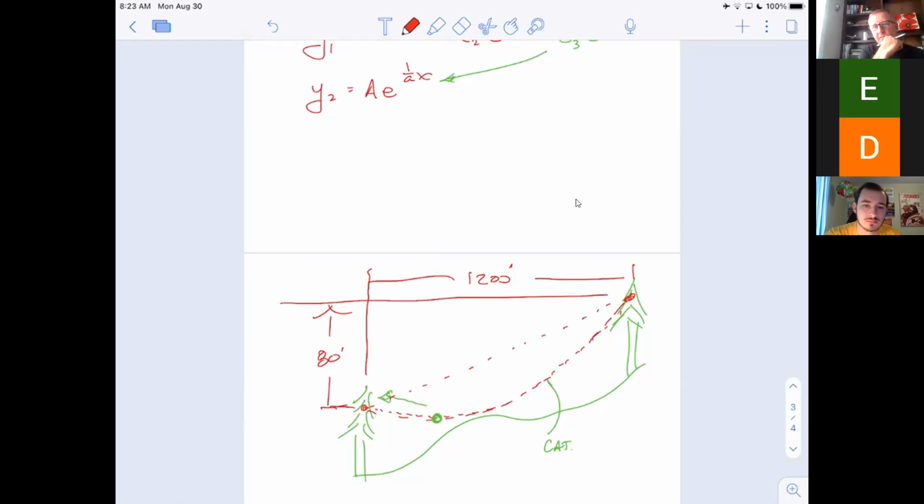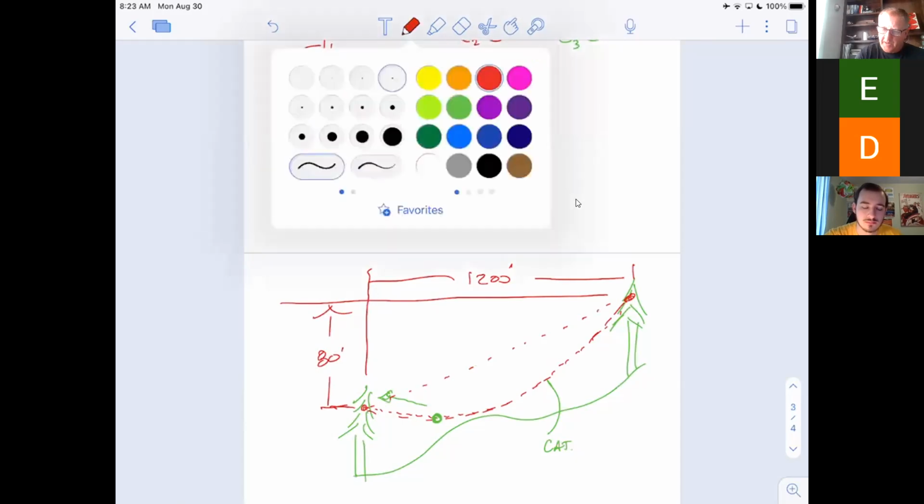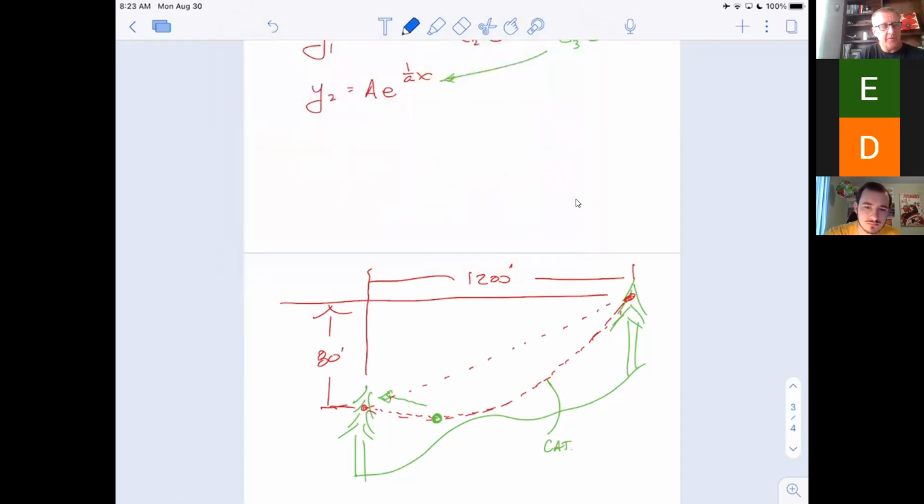Notice it's only 2.6 feet longer because 1,200 is so much bigger than 80. My drawing isn't to scale. That hypotenuse isn't that much longer. So based on the fact that you'd have to have a cable that was at least 1,202.6 feet long, and you'd never be able to stretch that, it would tear the trees out of the ground. Let's say that you made this cable like 1,300 feet long.